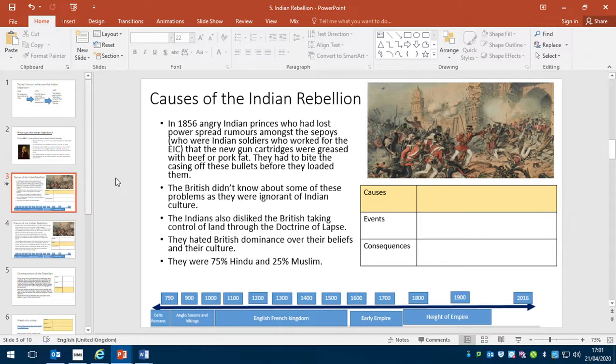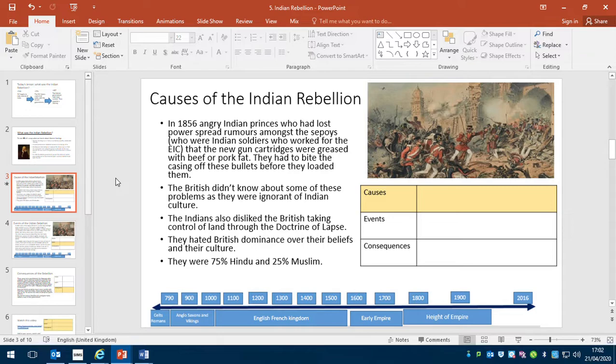Your third cause, the Indians for a long time had been really annoyed with the British, had begun to really get frustrated with the British taking control of land and trying to control them. Now, the doctrine of lapse is something that we mentioned before. What that was is when an Indian prince who died didn't have any sons, the British would just take over the land after they died. Now that meant the British were going to get more and more and more land, and nobody could do anything about it. So the Indians disliked that and disliked having no power, no chance to make their own decisions.